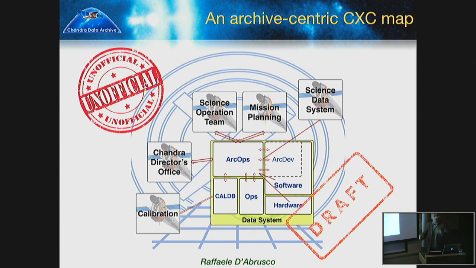It's a very simplistic representation, believe me, but still. And then we have other less strict connections with the science data system and with calibration, mostly through CalDB. But the idea is that I got a glimpse of the truth, that this was not a linear process, and actually it was much more like a two-dimensional diagram.